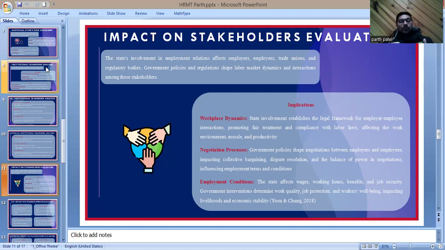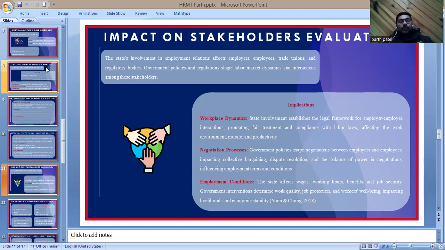Intervention of the state modifies the state of play at work by giving the rules and governance that shape the interaction of the employer and employees. In this way, it affects their work environment and morale, and it would also increase their productivity. Negotiation process: government policy shapes the negotiation between the employer and employees, impacting collective bargaining, dispute resolution, balance of power in negotiations, etc.